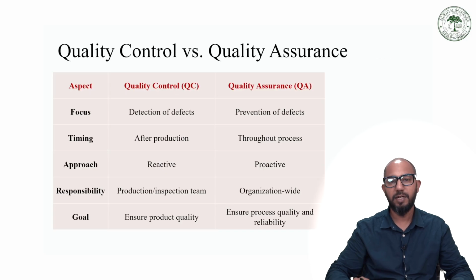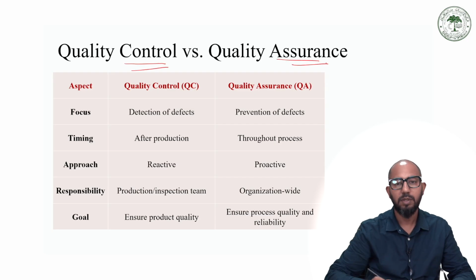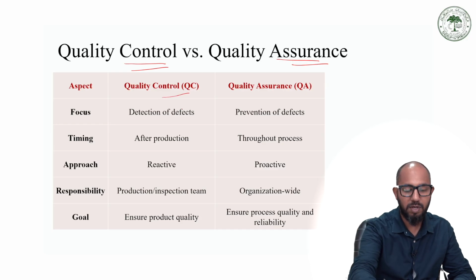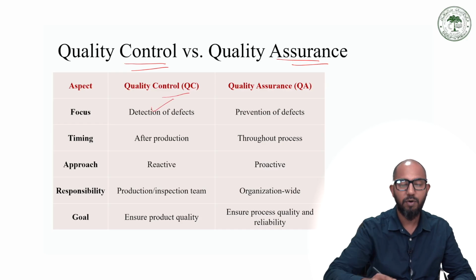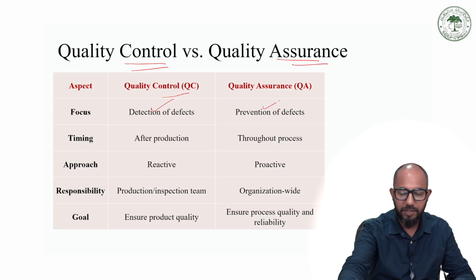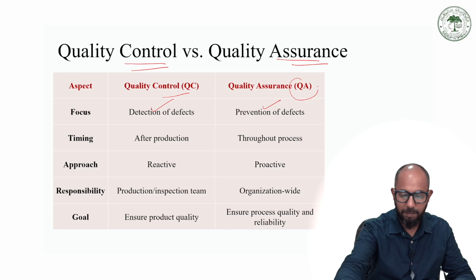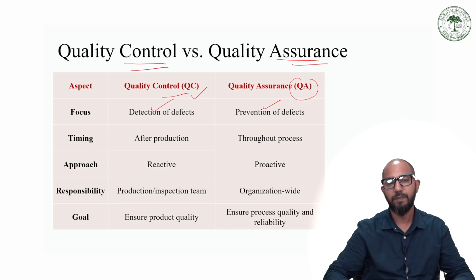Dear students, let us now try to differentiate between quality control and quality assurance. With respect to focus, quality control talks about the detection of defects. On the other hand, quality assurance talks about the prevention of defects. As we know, prevention is better than cure. This is the better approach than this approach.